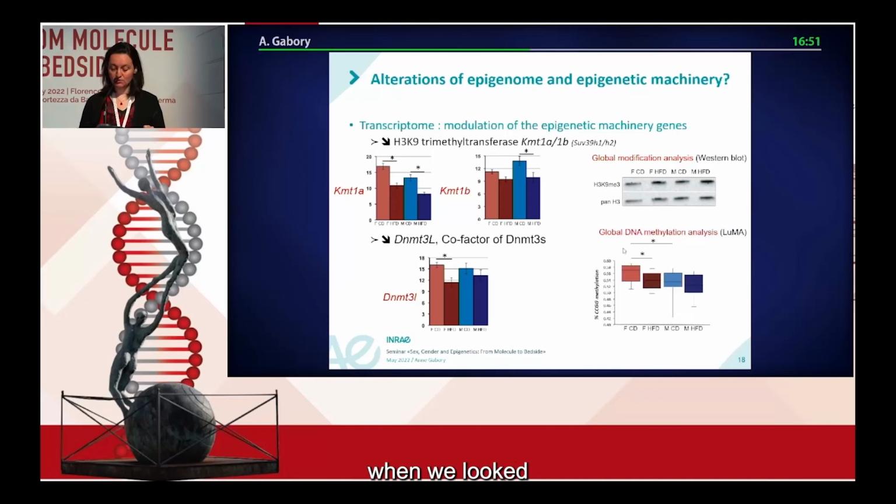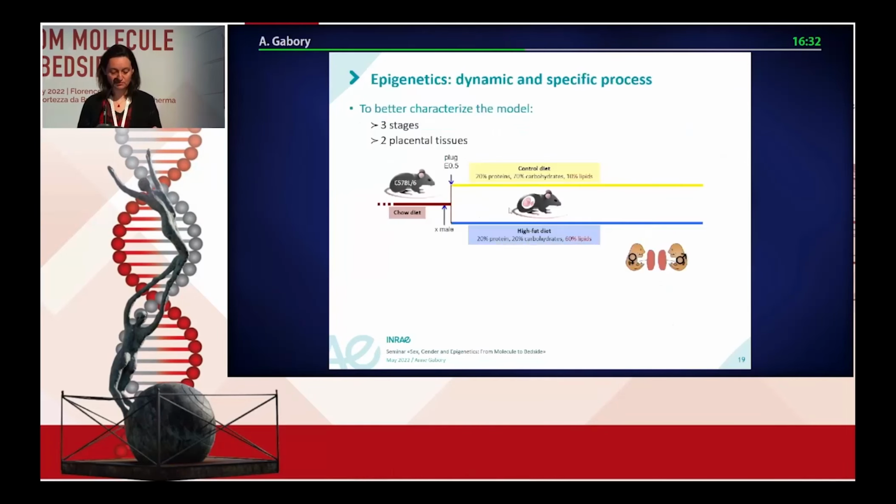And interestingly, when we looked at the global DNA methylation with a technique called LUMA, we saw that there is a downregulation of the methylation in the female placenta when there is a high-fat diet, which is therefore associated with DNMT3L downregulation.